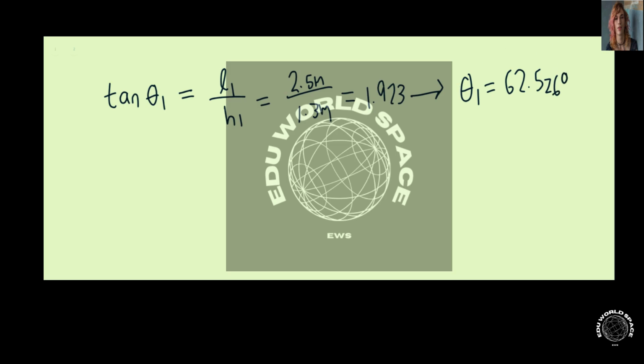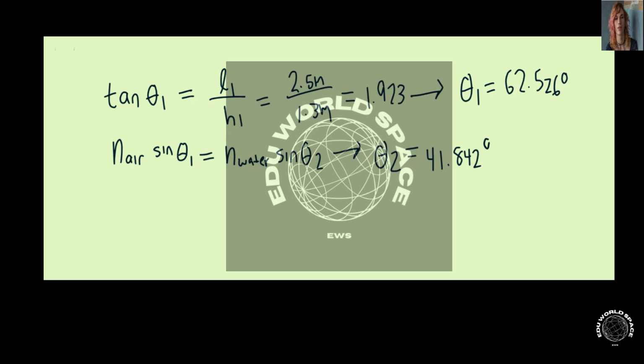Now, at this point, we can apply Snell's law. So we have N air times sine of the incident angle, which we know, is equal to N water, which is the other side of that change in medium, times sine of the refracted angle. We happen to know N water and N air. N air is always 1, N water is 1.33. So we can solve for θ2. And numerically, it would give us 41.842 degrees.